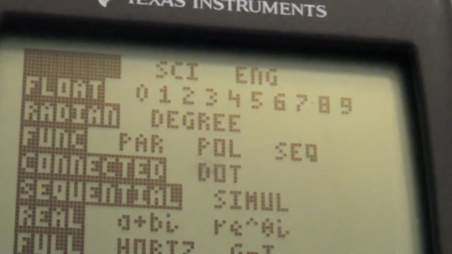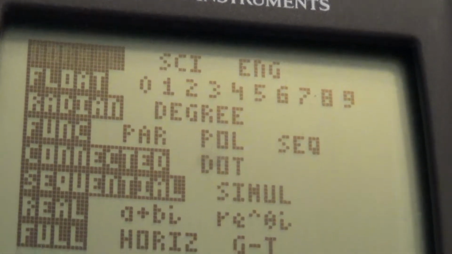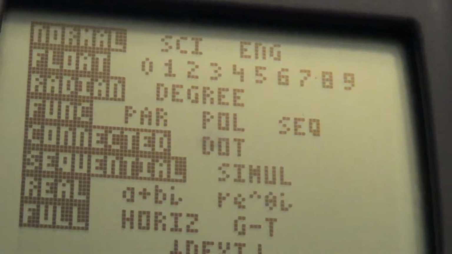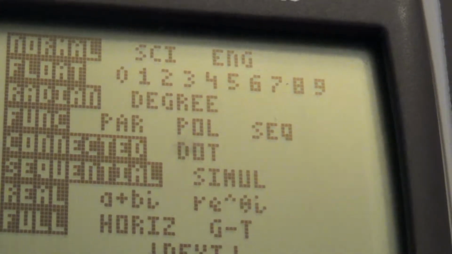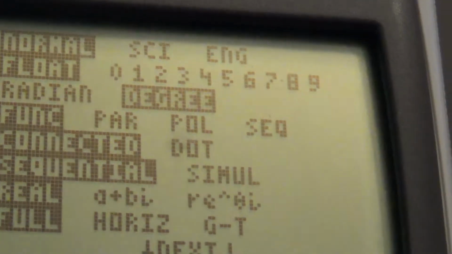So I'm going to hit the mode button, and when I do that, the line that I'm interested in is the line where it says radian and degrees. Mine is the third one down. My calculator is set in radians, so I want to switch it to degrees by highlighting it and hitting enter. Now I'm in degree mode.